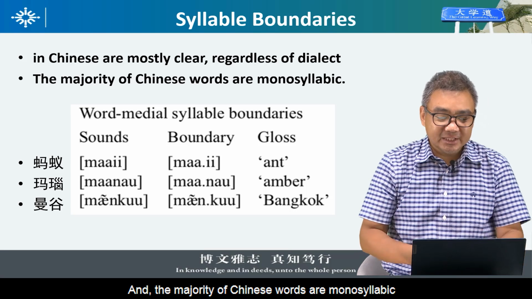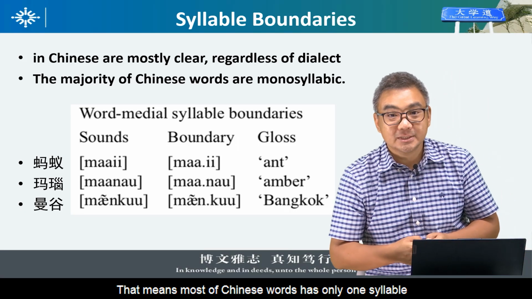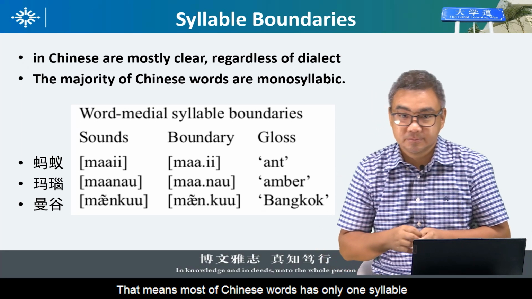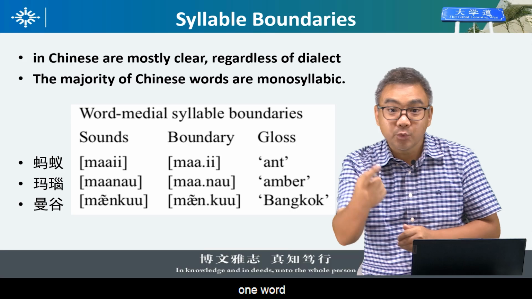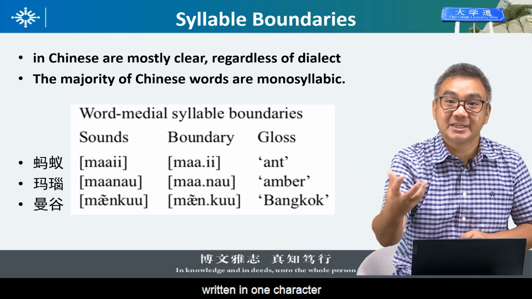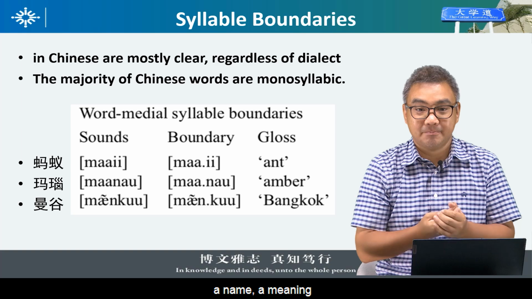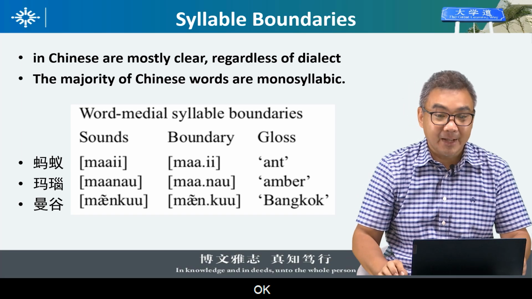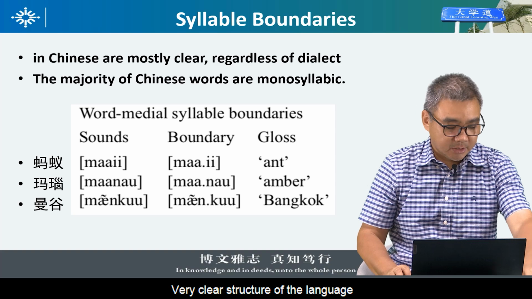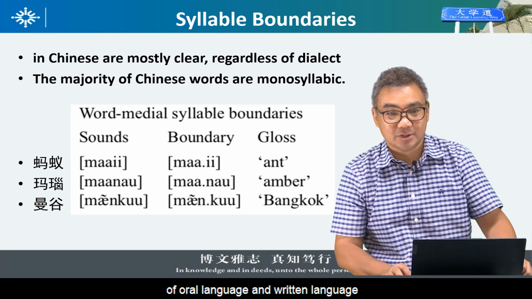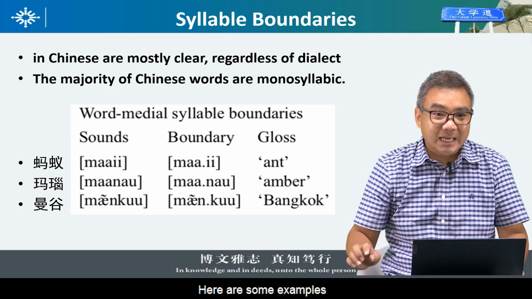And the majority of Chinese words are monosyllabic. That means most of the Chinese words have only one syllable. One syllable, one word, written in one character means a name and a meaning. Okay? Very clear structure of the language, of oral language and written language appearance.